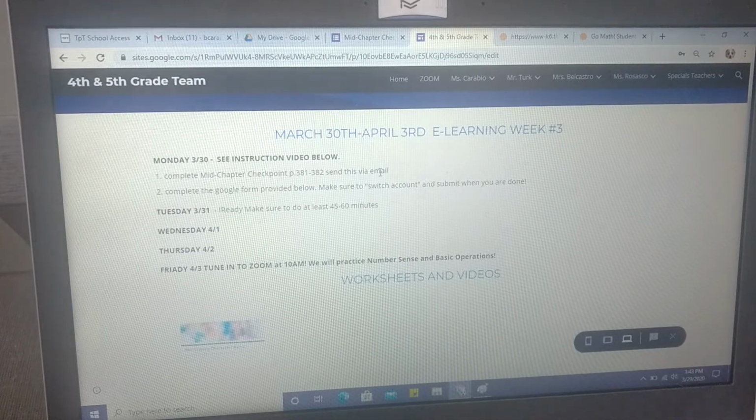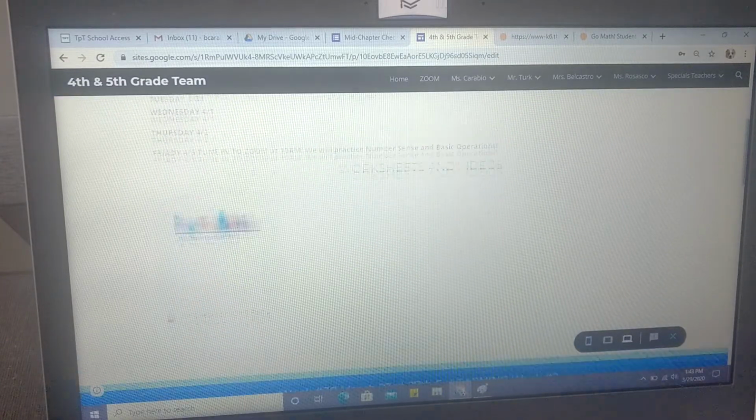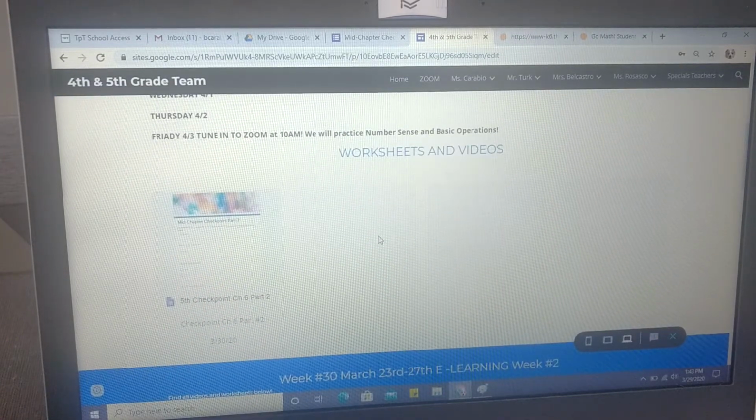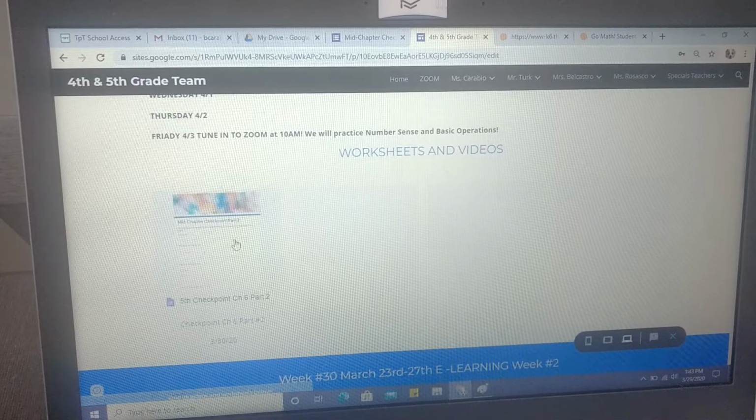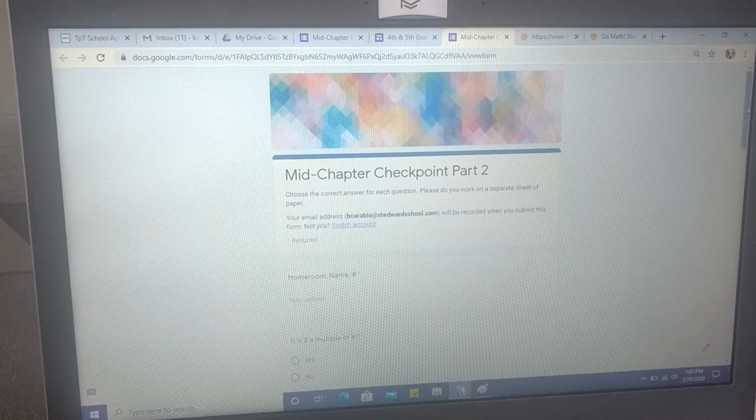You're going to send this through email. You can take a picture of it or put it in a Google Doc. And then part 2 is a Google form provided below. You're going to go right down here. You're going to click on that Google form. And yes, this has to be done on the Google form. So all you have to do is click on the Google form. Okay? Once you click on the Google form, it will open.